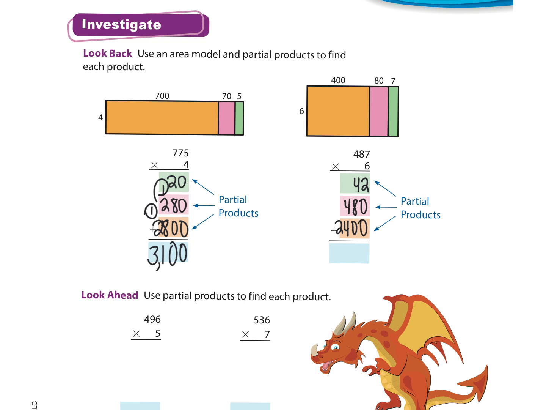Okay. Did you get these partial products? 42, 480, and 2,400. So now you would add all those pieces up to create the entire product. So I have a 2 in the ones, 12, carry my 1, 9, and 2.